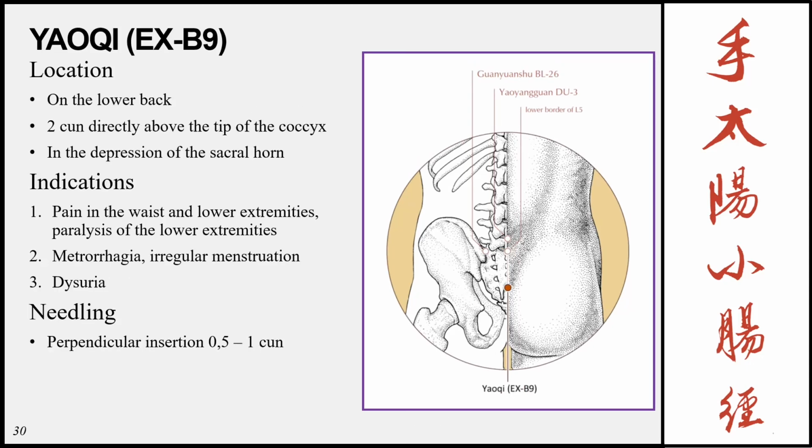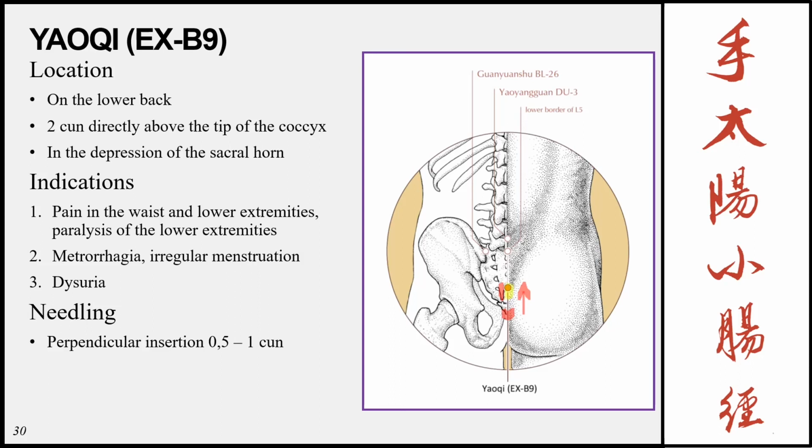The next point is Yao Qi, EXB9. This point is on the lower back, 2 tsun directly above the tip of the coccyx. So here's the tip of the coccyx. We're going to go 2 tsun directly above this. And this is in the depression of the sacral horn. So you see here, this is the sacral horn over here, this piece here. We're in the depression that it forms.